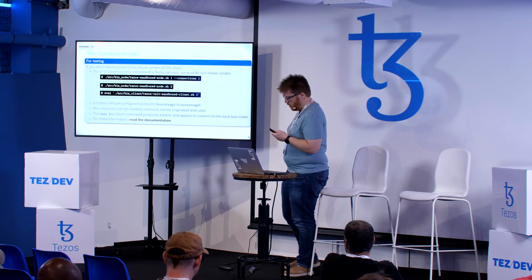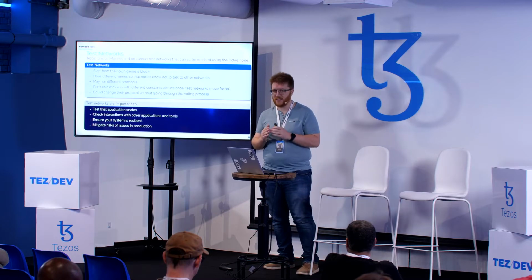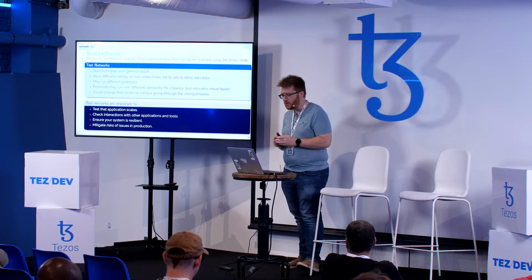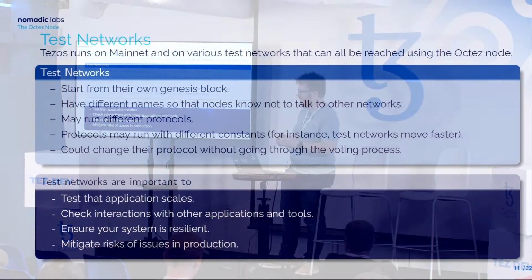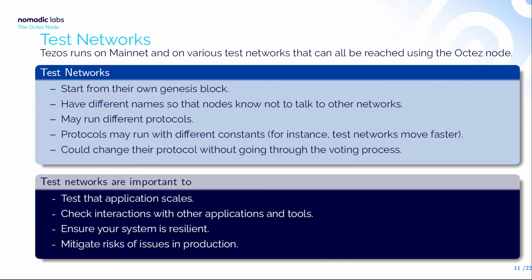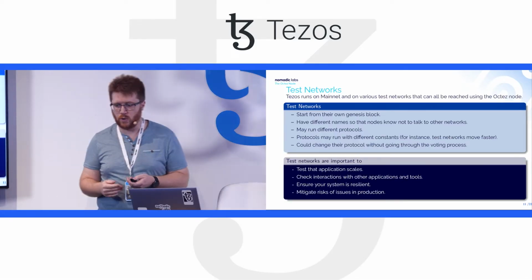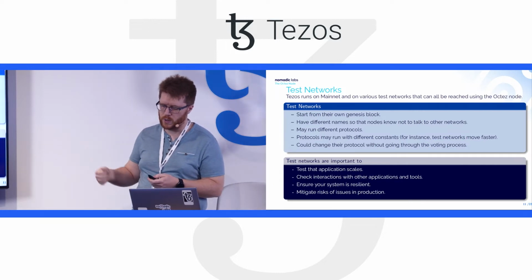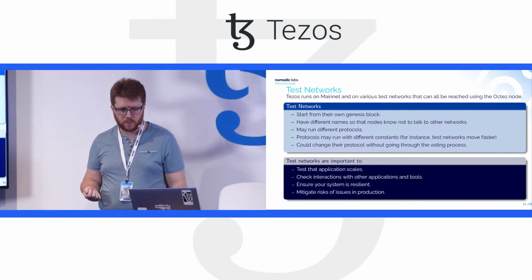Of course, you can bake blocks to make the chain progress and check how your application behaves in the sandbox mode. If you want to go a bit further than the sandbox mode, we encourage you to use test networks. Don't launch your application on mainnet first. Use test networks. Test networks are actual Tezos networks. They start from their own Genesis blocks. They can be used with the same Octez executable as any other network, including mainnet. You just have to specify, and we will see how, the network you want to connect to.